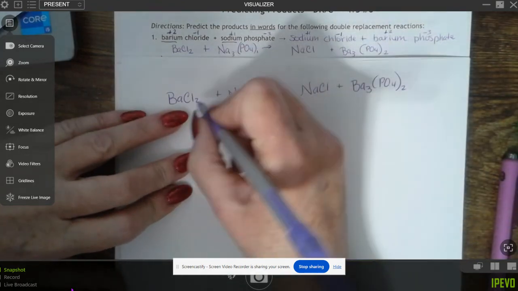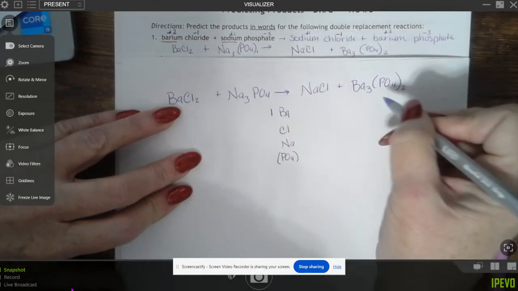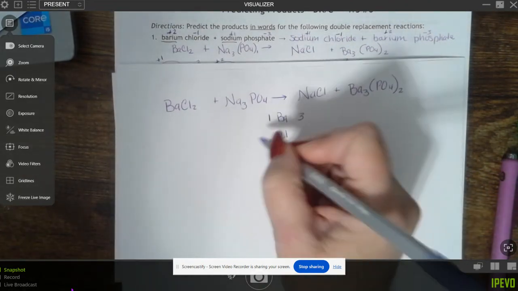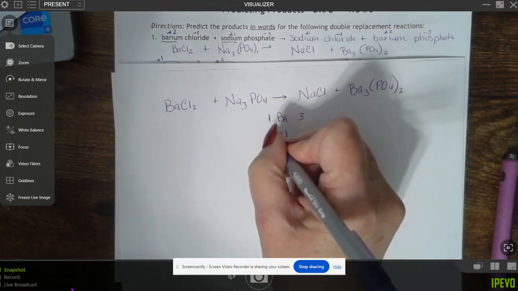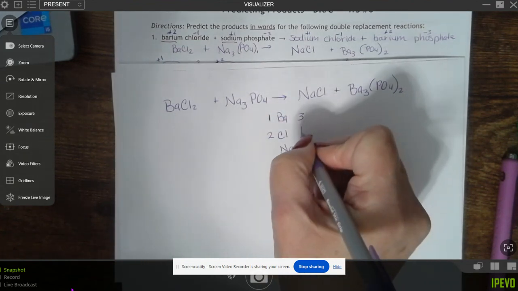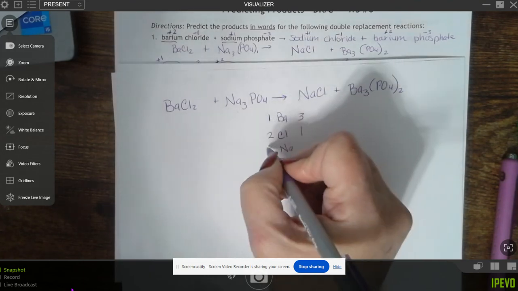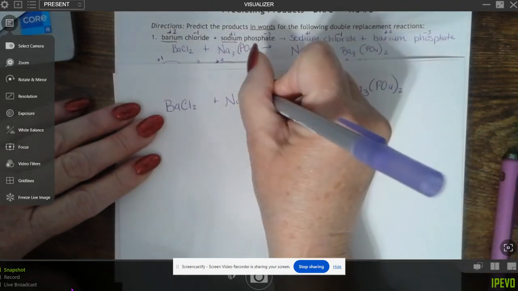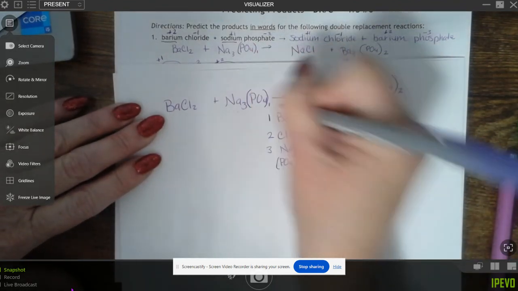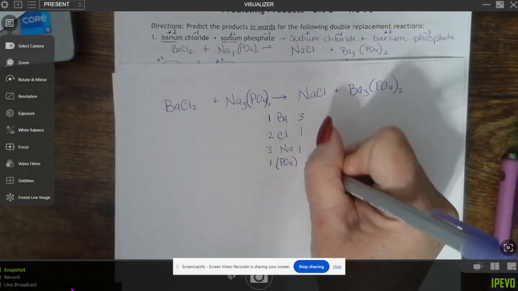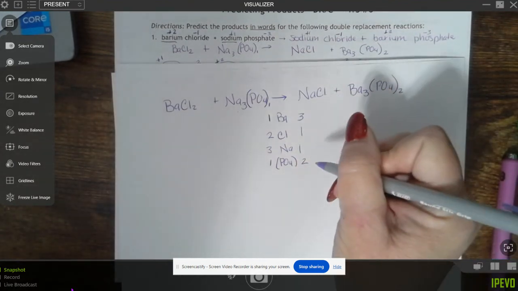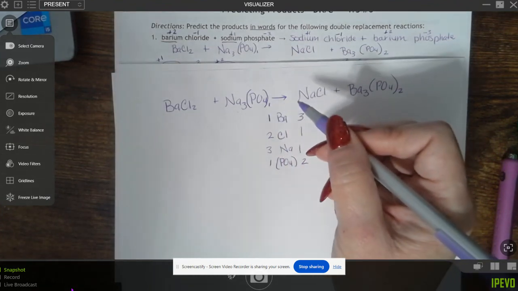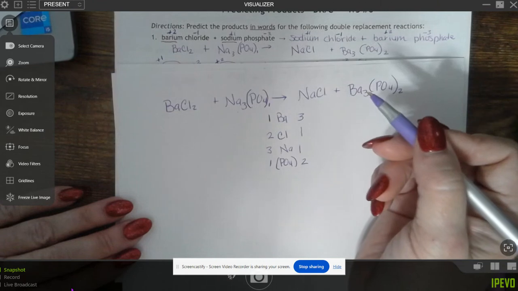All right, so let's see. Here I have 1 barium. Over here I have 3. Here I have 2 chlorine. Here I have 1. Here I have 3 sodium. Here I have 1. Here, now don't forget this PO4, we just have 1 of them. And over here we have 2. Okay, so make sure you don't write 4 of those because that will send you off down a rabbit hole that you'll never find your way out of.